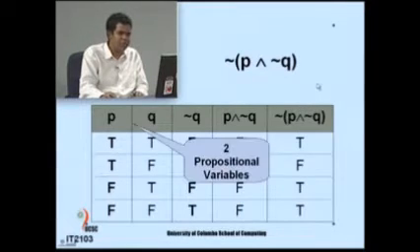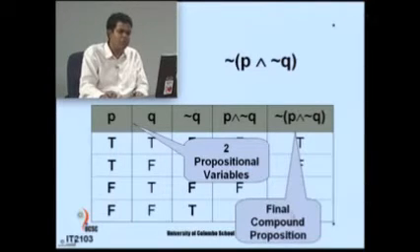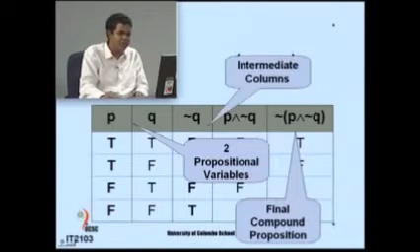Now, if you make a couple of observations, we see we have 2 propositional variables. Therefore, we need to consider all the combinations. Therefore, we have 4 rows. We have our final compound proposition in a column. So, we have 1 column allocated to that, and we have some intermediate columns. Now, as I said before, the intermediate columns are purely for our convenience, and it will make doing the calculation a little bit easier.